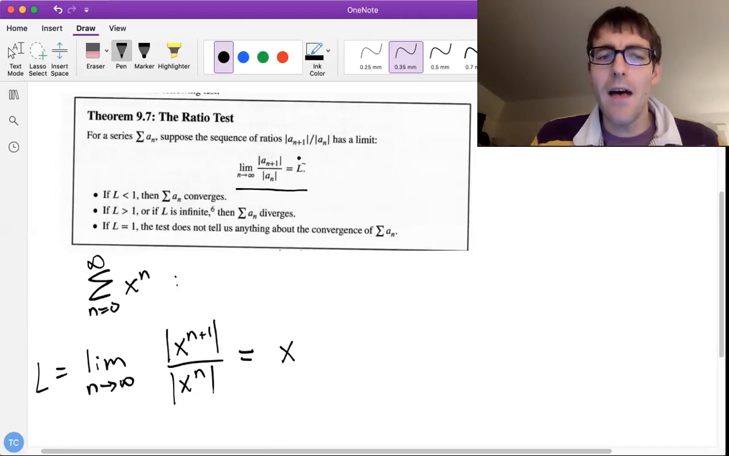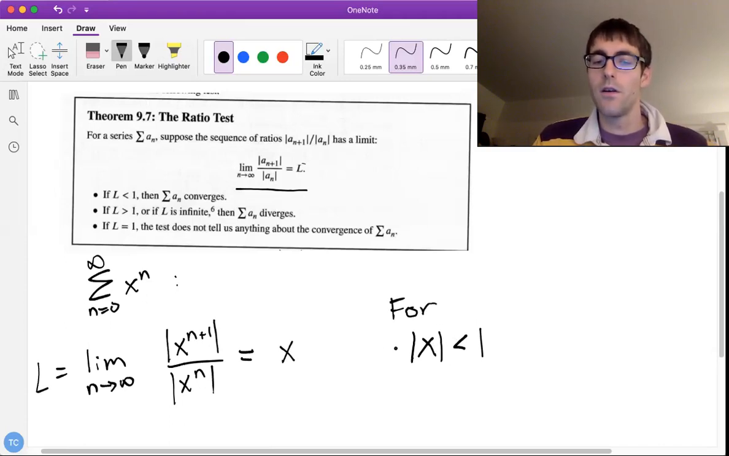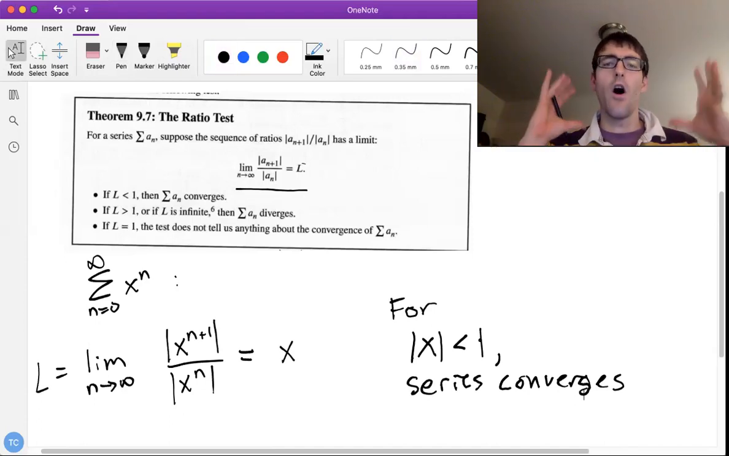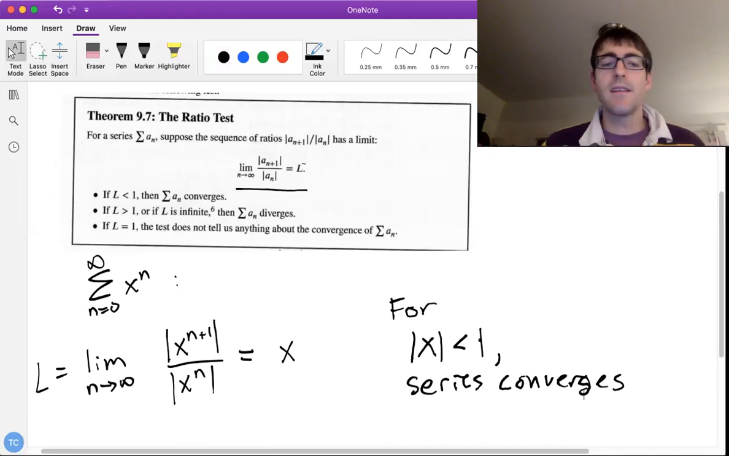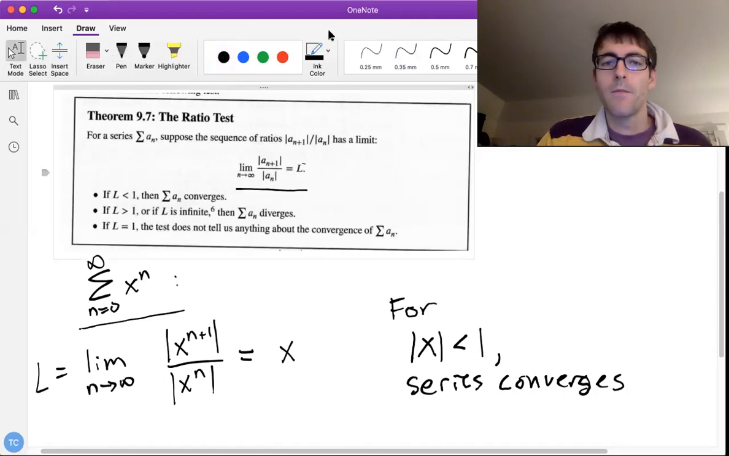For what values of x is L less than 1? Well, if L is x, then it's just when x is less than 1. And again, we've got absolute values, so this ends up being the absolute value of x is less than 1. So for |x| less than 1, the series converges. All right. So this actually gives us the radius of convergence. It gives us all of the values of x where it makes sense to think of this series as a function.